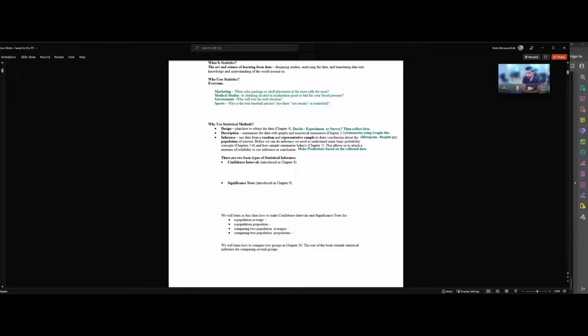After that, the next thing we do, the third thing, is inference. Inference is using the data from a random and representative sample to draw a conclusion about the population, and how sample summaries behave, which is what we actually did in the first 5 minutes. And this allows us to attach a measure of how reliable and how confident we are in our inference conclusion.